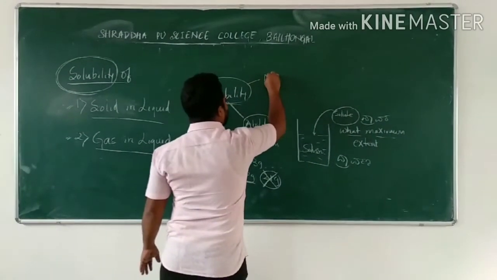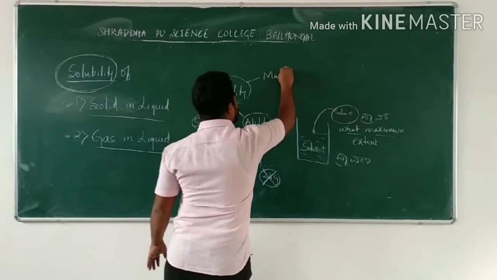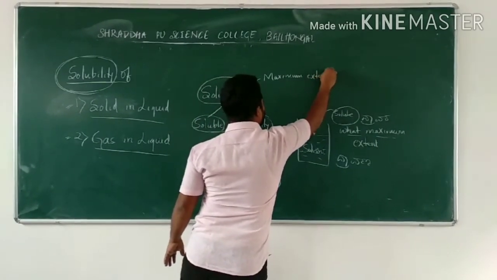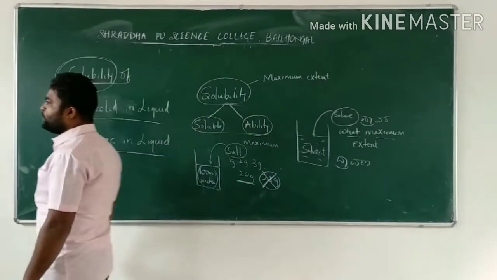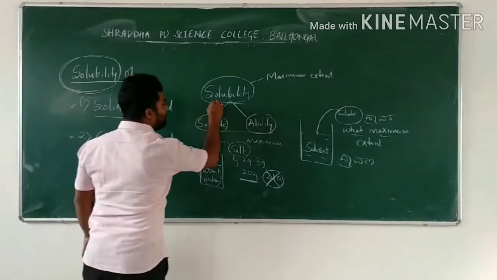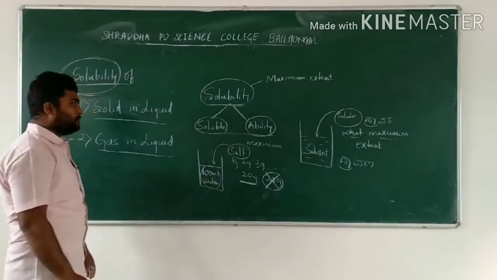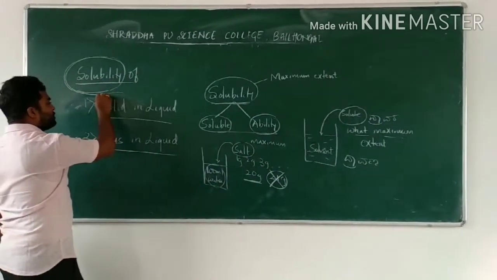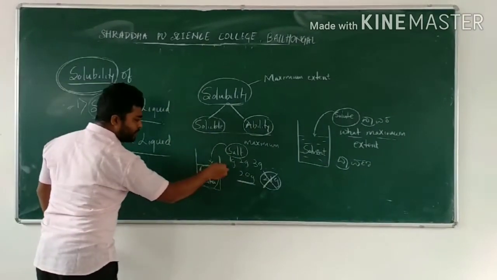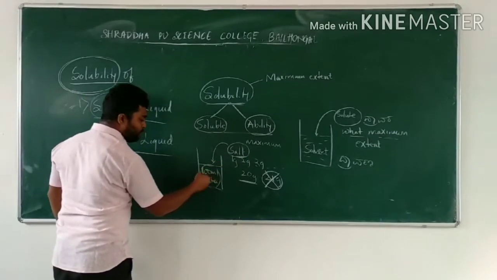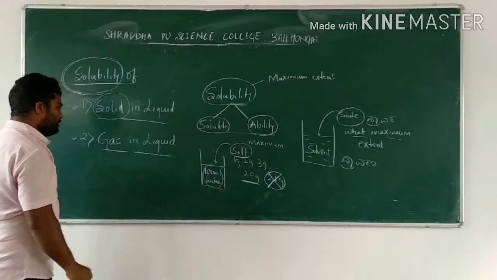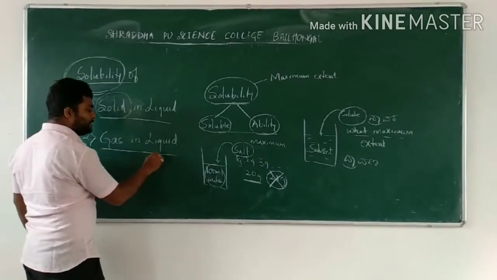So how do I define it? This is the maximum extent. A particular solute soluble in a solvent is called its solubility. So when you are considering the solubility part, first I must consider solid in a liquid. This is what I have considered. Salt is solid, water is liquid. So first I am discussing solid in a liquid. Then I must discuss gas in a liquid.